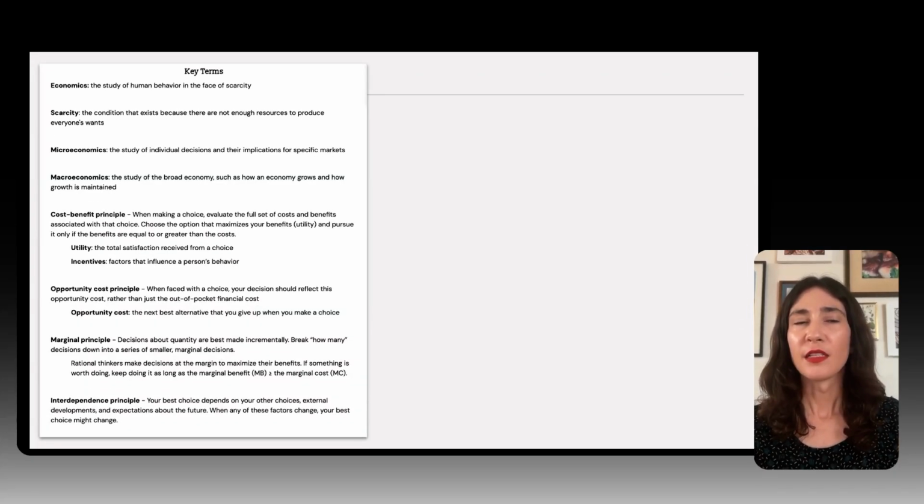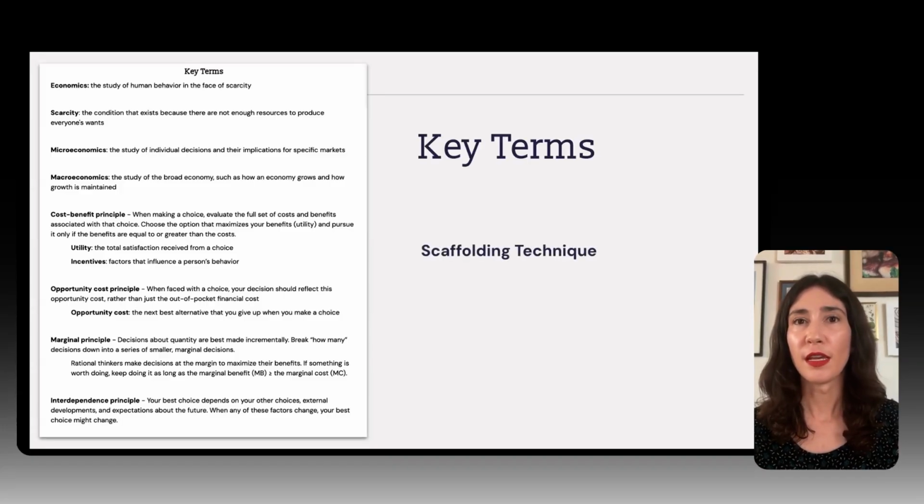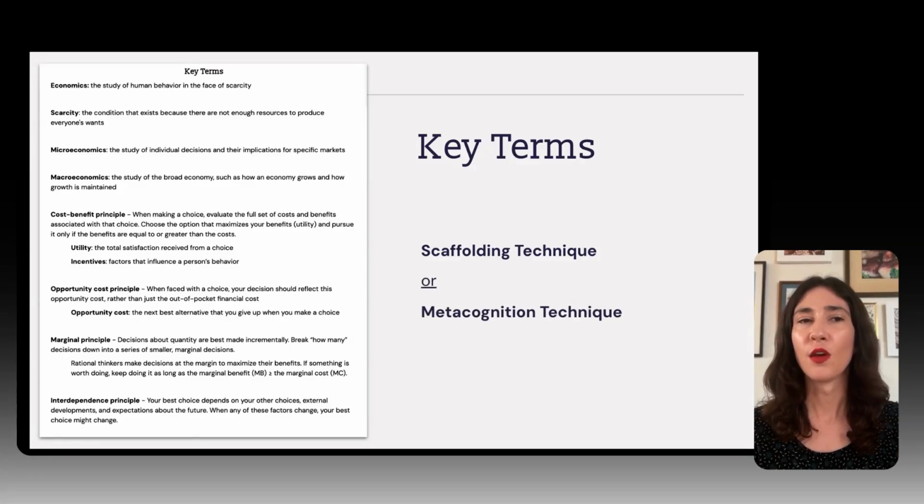Before we get into the slides, we have this key terms handout. You can use it one of 2 ways. You can use it as a scaffolding technique where you hand it out to some or all students right at the beginning, or you can use it as a metacognition technique where you wait until after these 2 lessons, let students take their own notes, and then hand this out to help them fill in their gaps.